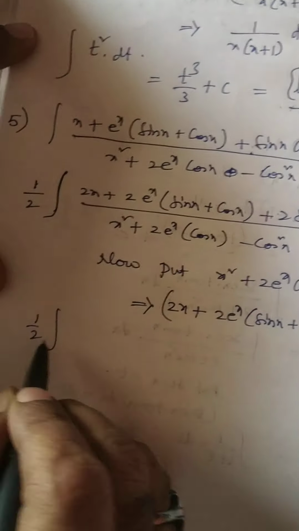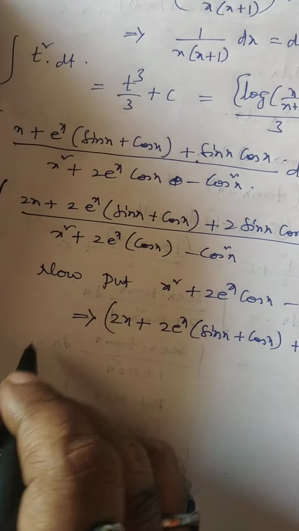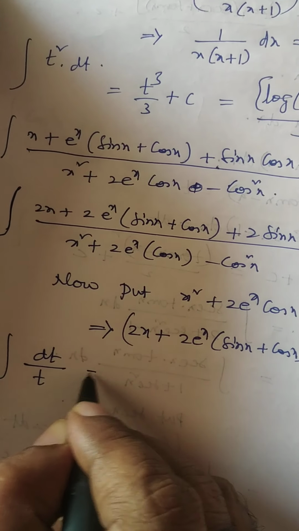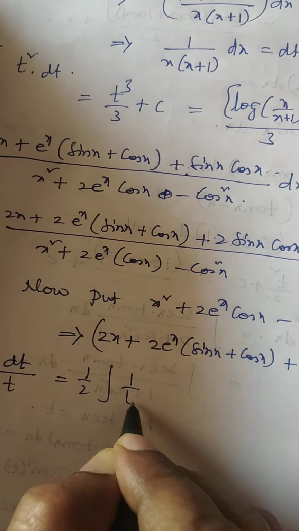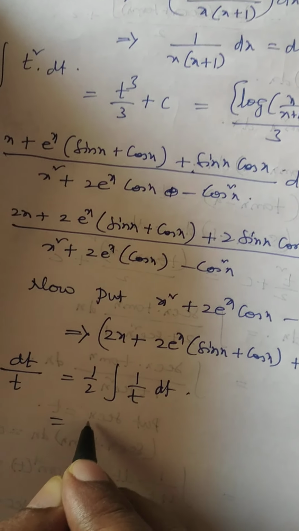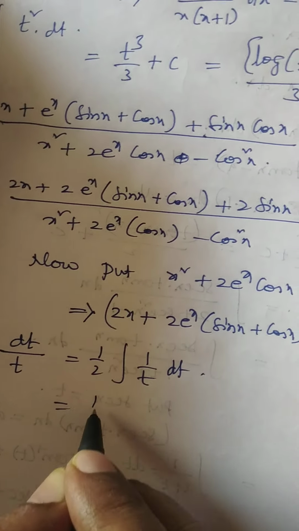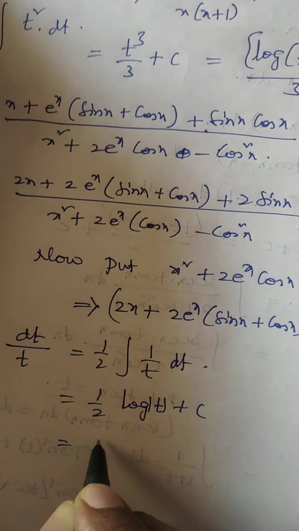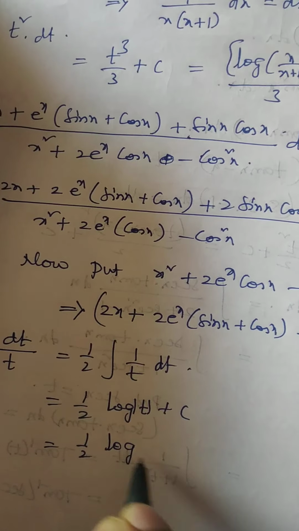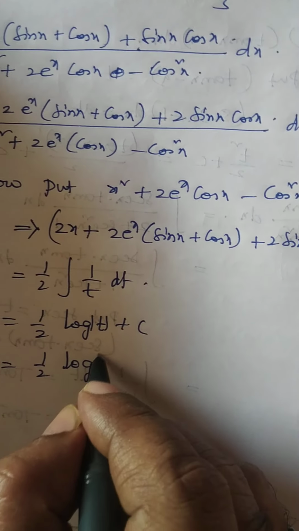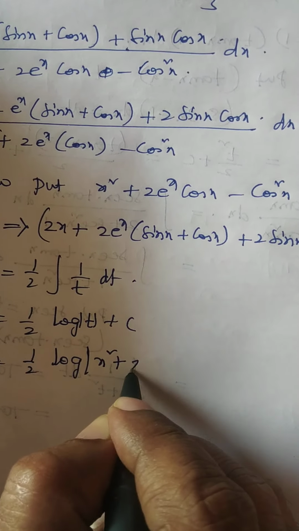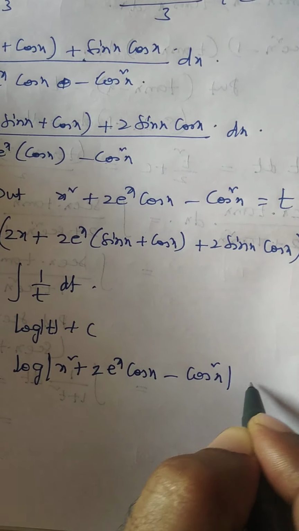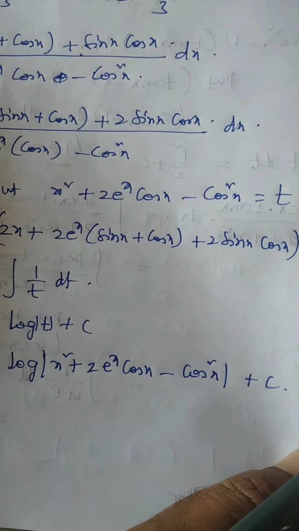So 1 by 2 of integration of this one we got as dt, and this one we had assumed as t. So that is equal to half of integration of 1 by t dt. So 1 by t integration is what? Log t. So log t plus c, that is equal to half of log t. What is t here? We had assumed t is x square plus 2 e power x cos x minus cos square x plus c. Okay.